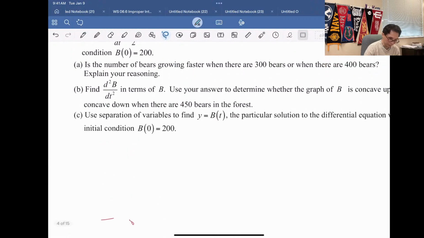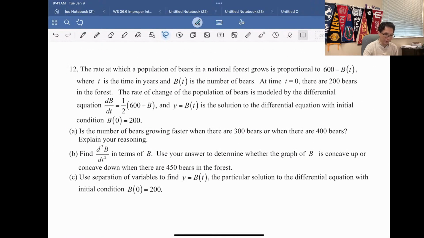All right, so this question, let's read it. The rate at which the population of bear in national forests grows is proportional to 600 minus B of t, where t is time in years and B of t is the number of bear. At time t equal to 0, there are 200 bear in the forest. The rate of change in population of bear is modeled by the differential equation dB/dt equal to 1/2 times (600 minus B), and B of t is the solution of the differential equation with initial condition B of 0 equal to 200.